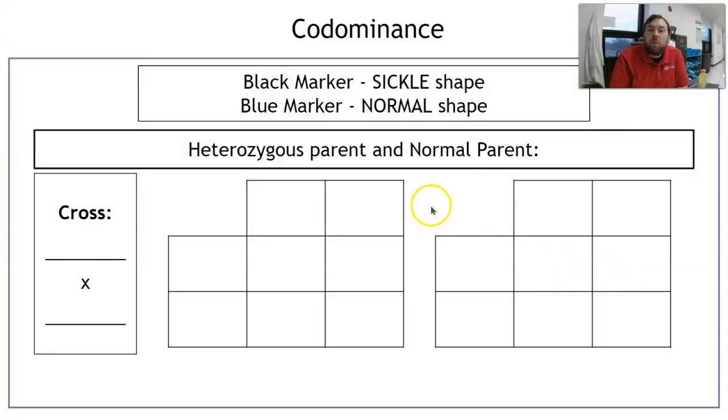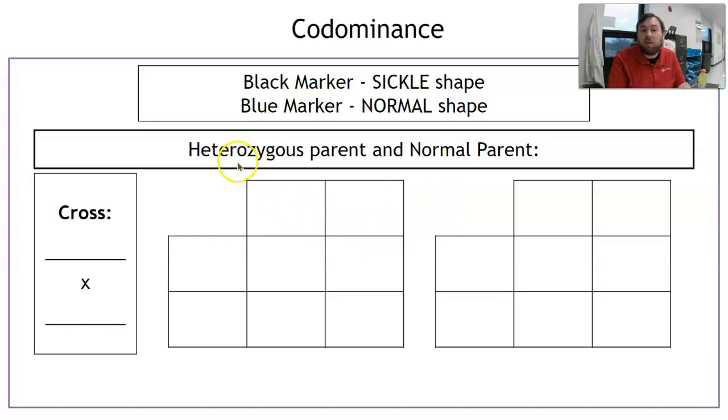So we're going to use a black marker for sickle shape and a blue marker for normal shape. Remember, when we get to ones that are mixed, we're not going to shade both of them all in. Instead, we're going to go 50-50 on them. So in your first example for number 9, your heterozygous parent is going to match up with a normal parent.